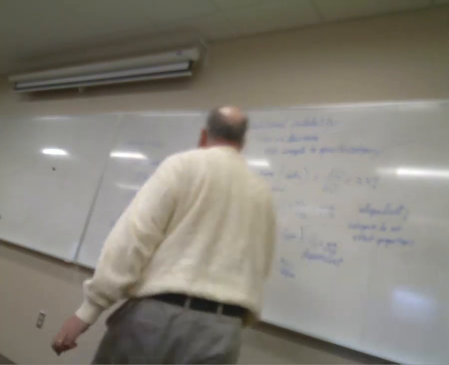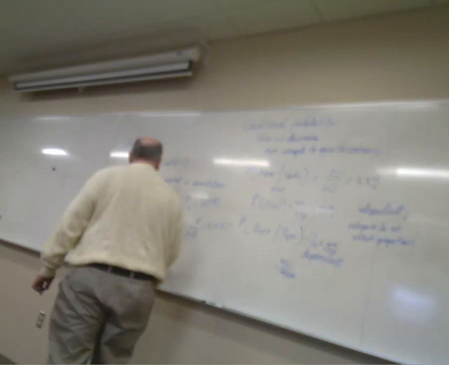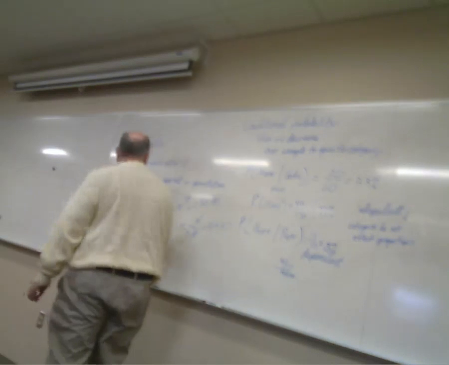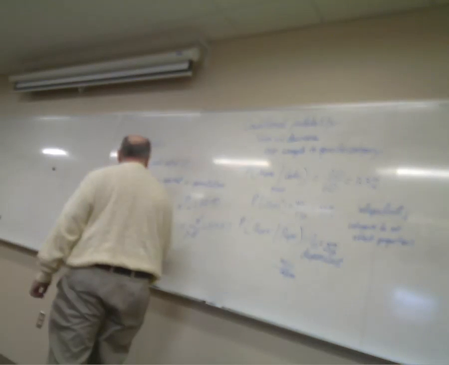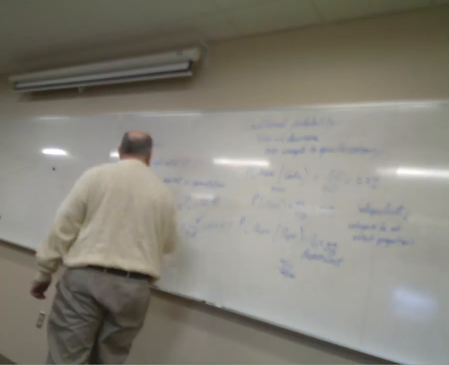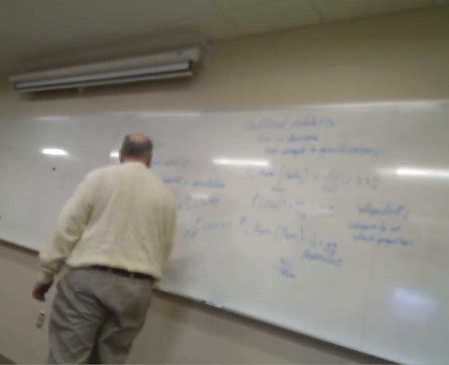So what's 10C4? 210. 210. That would be 10 factorial over 4 factorial, 6 factorial. So this would be 10, 9, 8, 7 over 4, 3, 2, 1. Yep, 210.